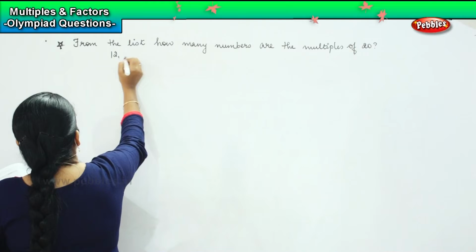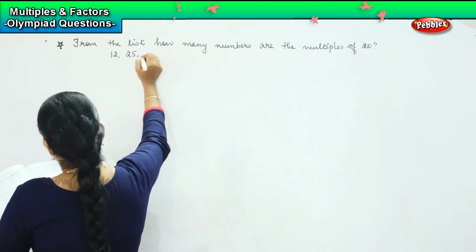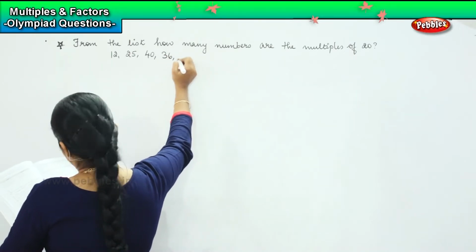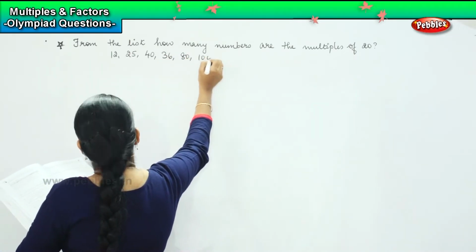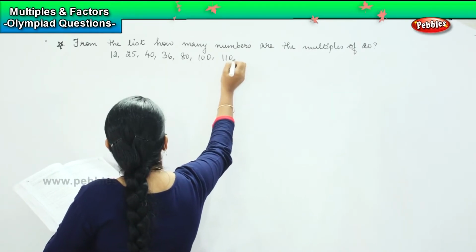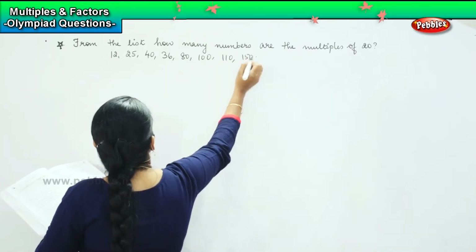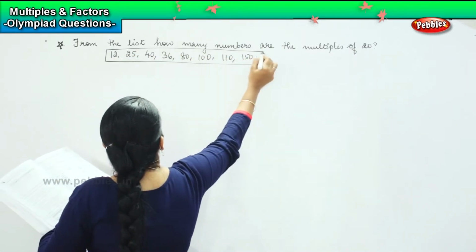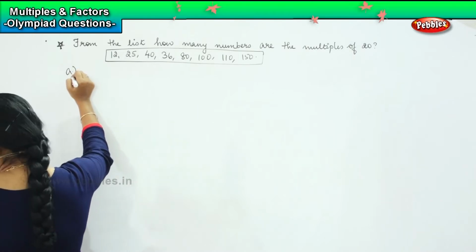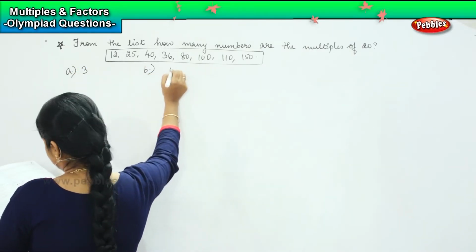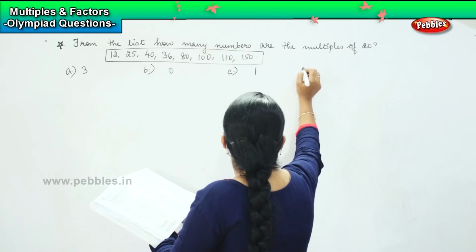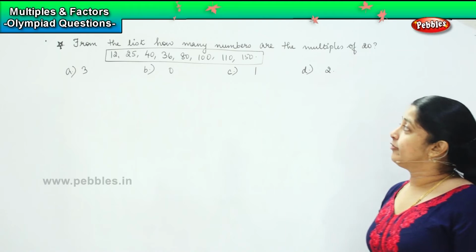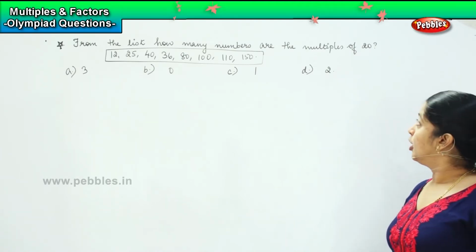It's 12, 25, 40, 36, 80, 100, 110 and 150. Okay. And the options given here are option A 3, option B 0, option C 1 and option D 2. So now we have to find out how many numbers are the multiples of 20.